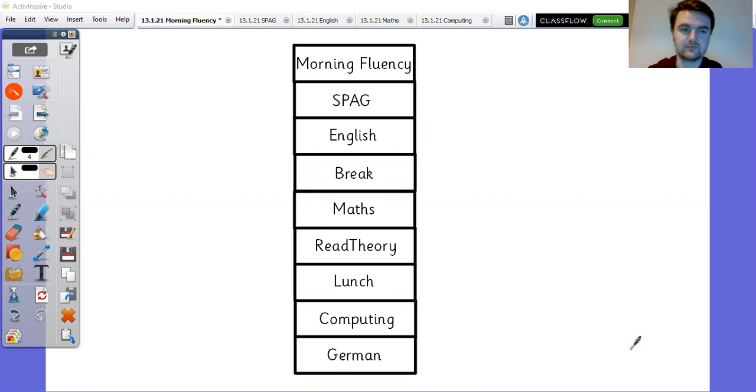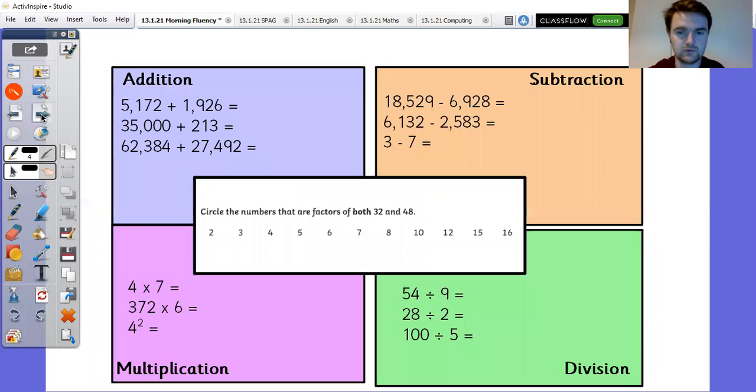So let's start off with morning fluency. As always, I will put the link to the Baroque music in the description and have that on in the background whilst you work through the 13 questions that we have on the board. For the middle question, remember a factor is a number that has 32 or 48 in its times table in this case. So can you have a go at working through those questions? Pause the video now, and when you're ready, press play again, and we will move through what the answers are.